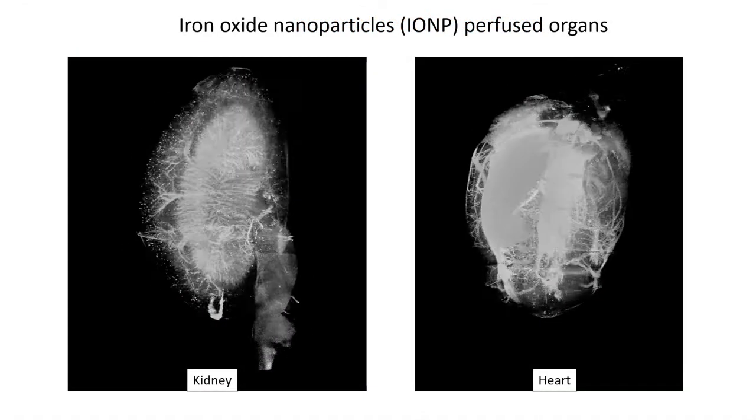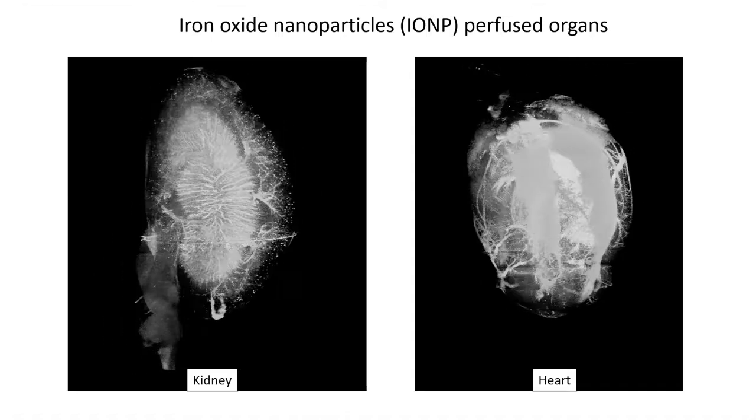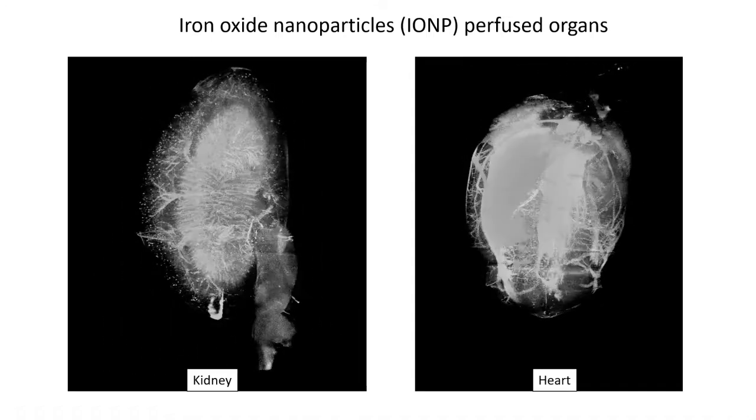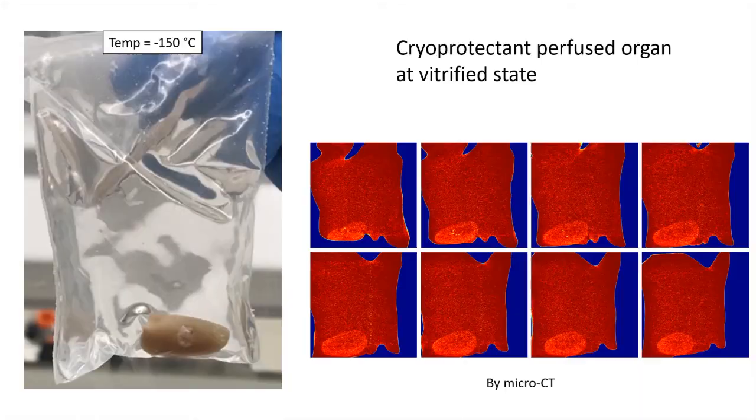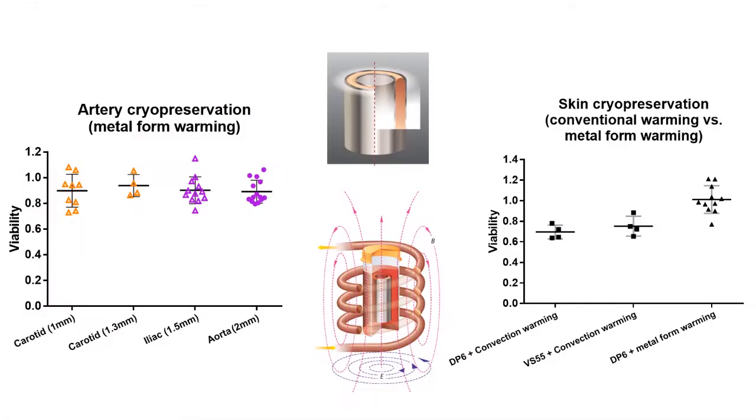For organ vitrification and nanowarming, we perfuse IOMP into the organ and used micro-CT to detect the distribution. We also used the micro-CT to analyze the cross-section inside the organ and showed that there is no ice formation in the organ. We also developed metaform warming, which can be applied to tissue samples, for example, artery and skin, both of which showed greater viability compared to the conventional warming.